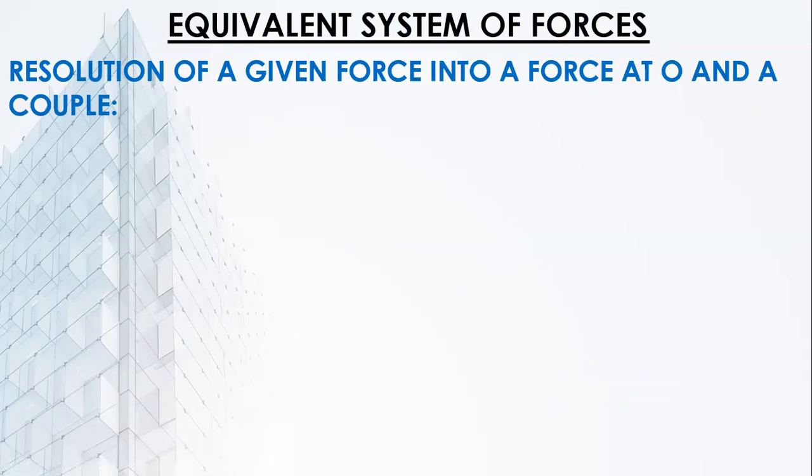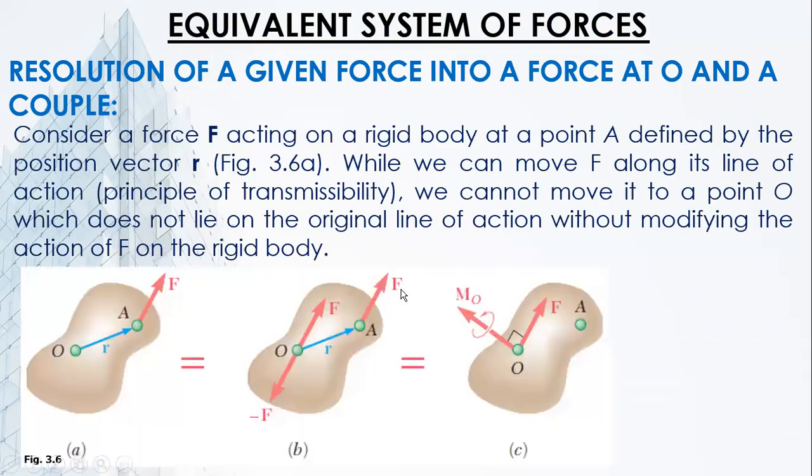Next, we are going to use our knowledge about couples in resolving a given force into a force at O and a couple. So, finding an equivalent system of forces. Consider a force F acting on a rigid body at a point A, defined by the position vector r, figure 3.6a. While we can move F along its line of action, by the principle of transmissibility, there are no changes in the equilibrium condition, as long as you transfer it along the same line of action.